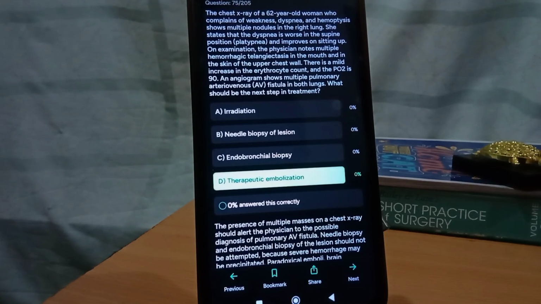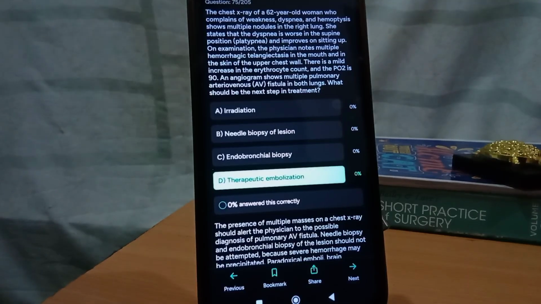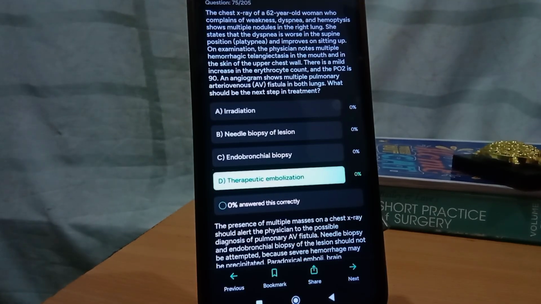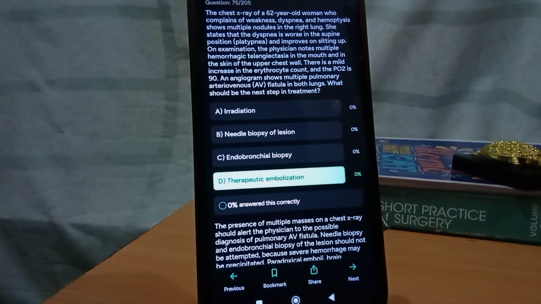The chest X-ray of a 62-year-old woman who complains of weakness, dyspnea, and hemoptysis shows multiple nodules in the right lung. She says that dyspnea is worse in a supine position and improves on sitting up. On examination, the physician notes multiple hemorrhagic telangiectasia in the mouth and in the skin of the upper chest wall. There is a mild increase in the erythrocyte count, and partial pressure of oxygen is 90.